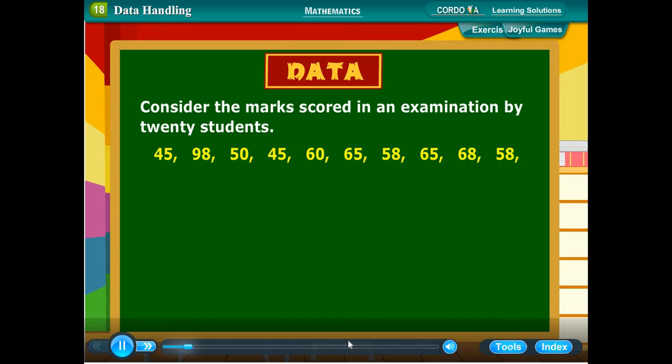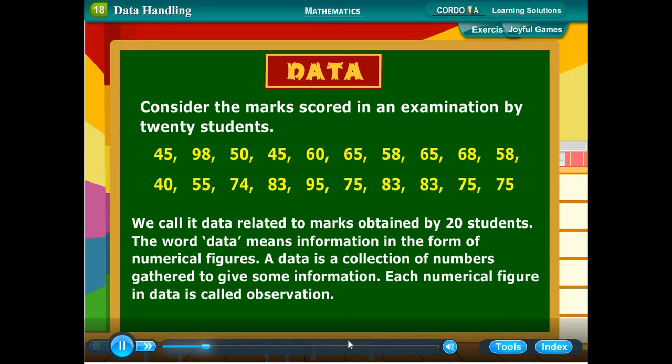45, 98, 50, 45, 60, 65, 58, 65, 68, 58, 40, 55, 74, 83, 95, 75, 83, 83, 75, 75. We call it data related to marks obtained by 20 students. The word data means information in the form of numerical figures. A data is a collection of numbers gathered to give some information. Each numerical figure in data is called observation.